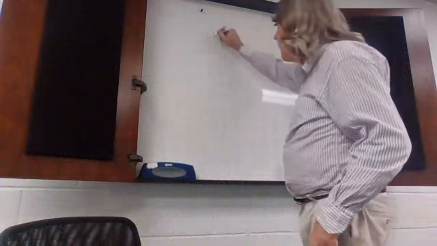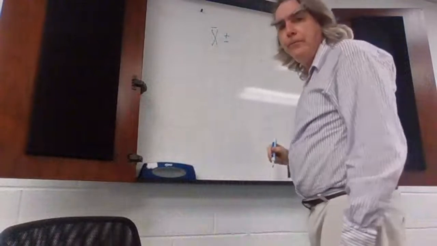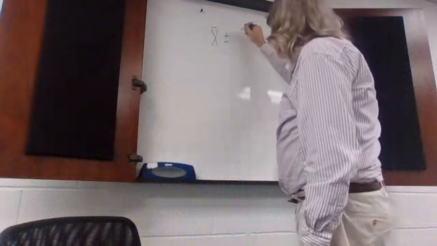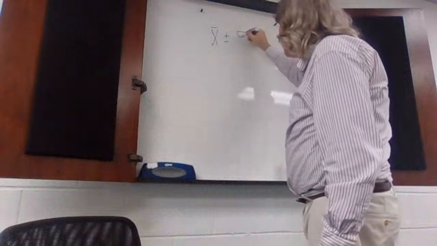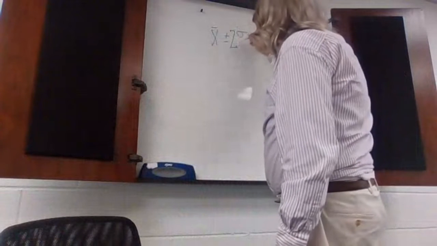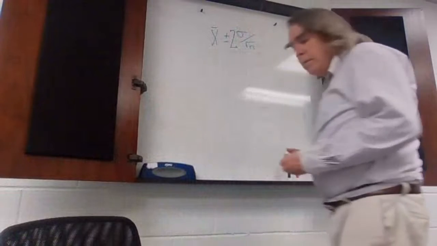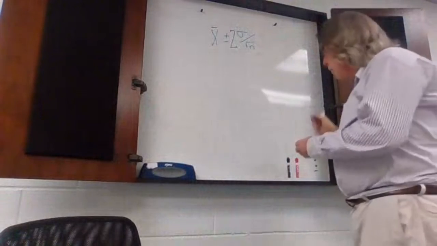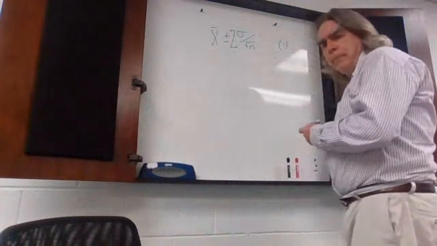First formula, x bar plus or minus z sigma over square root of n. Right? This was formula number 1, the blue formula.